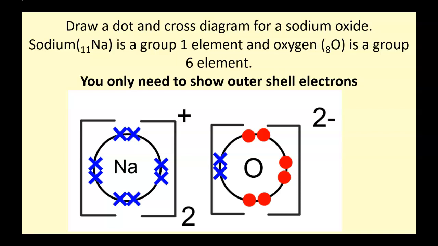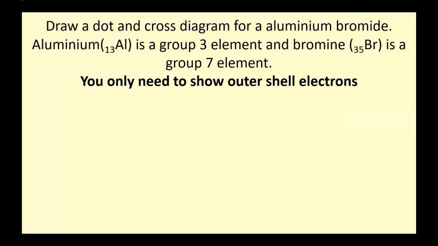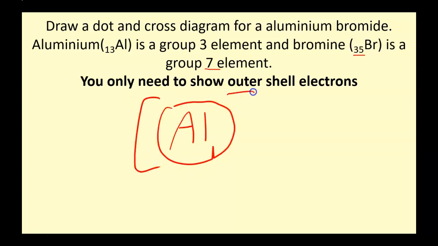The next challenge is going to be aluminium bromide. Aluminium is in group 3 and bromine is in group 7. With this one, if you try to write out the electron configuration of bromine, you'll probably get a very strange answer, but as we know it's in group 7, we know it has 7 electrons in the outer shell. So let's start off. Aluminium is in group 3, so it will form ions with a charge of 3+. As it's not lithium, it will have 8 electrons in its outer shell, like so.